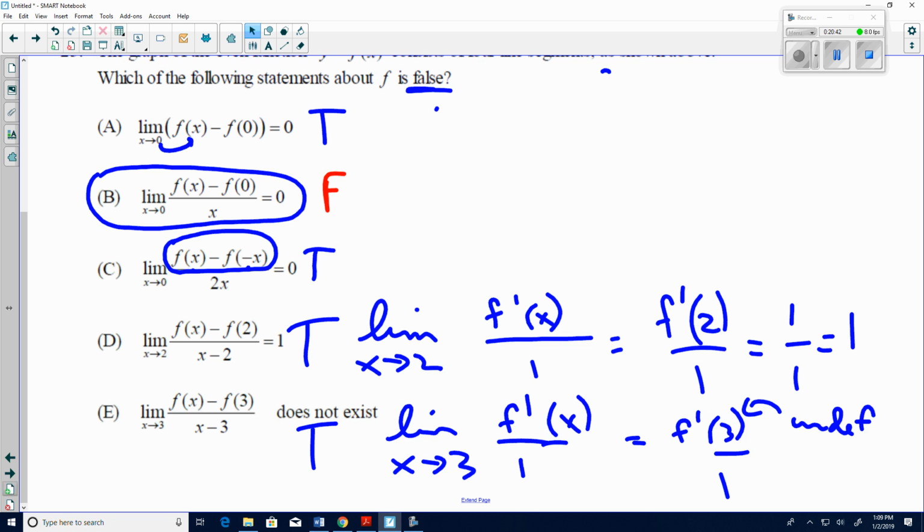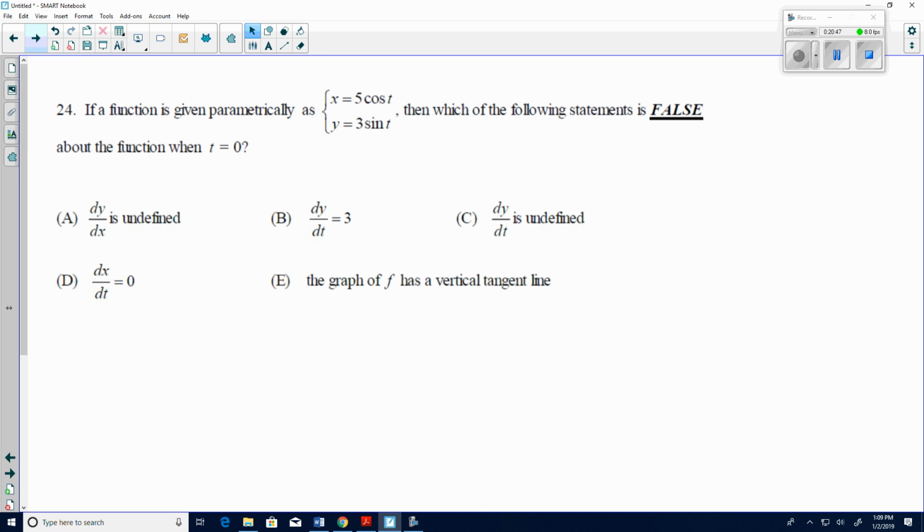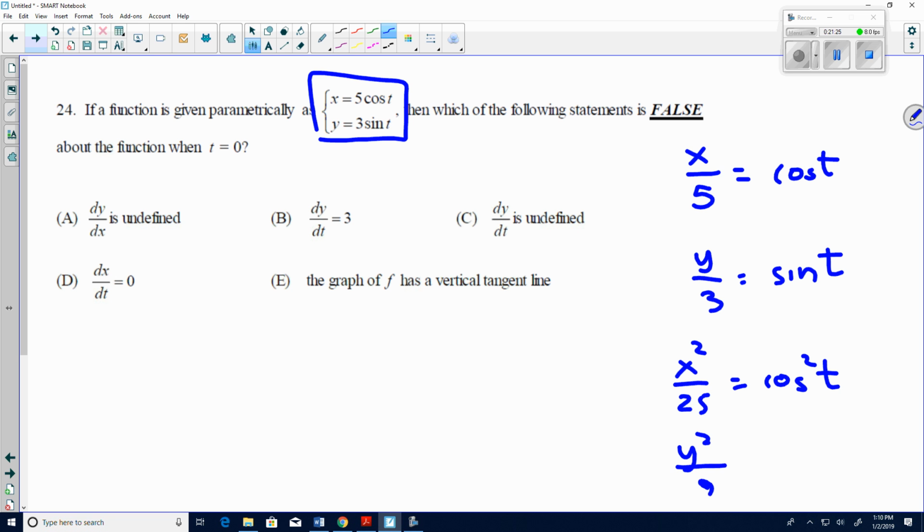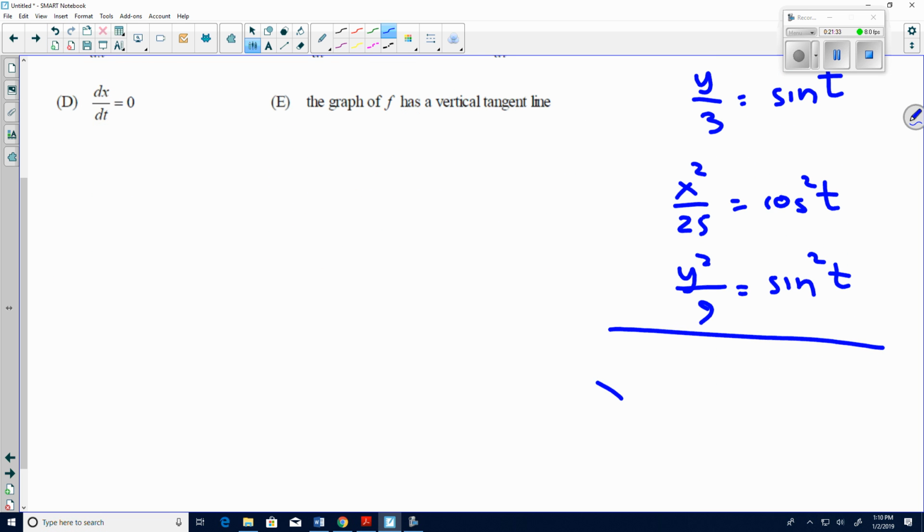Tricky problem. 24. Parametric functions. We studied parametric functions in pre-calculus. You might recall that this is in fact an ellipse. Let's get a little sketch going. If I divide the first equation by 5, I get this. And if I divide the second equation by 3, I get this. Probably remember doing this at one point. Then we square both sides. x squared over 25 is cosine squared, and y squared over 9 is sine squared. And then we add these up. So we get x squared over 25 plus y squared over 9 equals cosine squared plus sine squared. Recalling our basic trig identity, this is equal to 1.